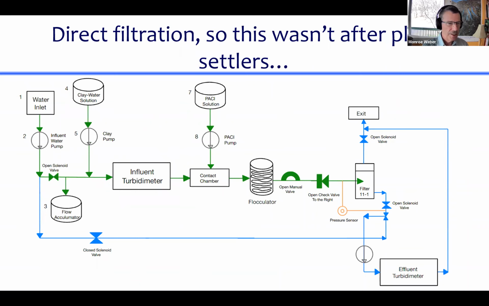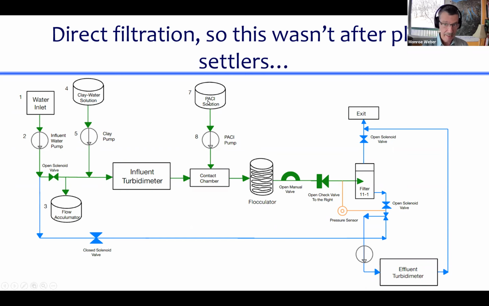So I want to share some results from some experiments that some students did a few years ago at Cornell. And this is just an overview of their apparatus. So they've got some water coming in. They're making the water dirty themselves. So they're adding clay to the water to make it dirty, a clay suspension, not a solution. And that water is going through a turbidity meter so they can see how dirty the water is.